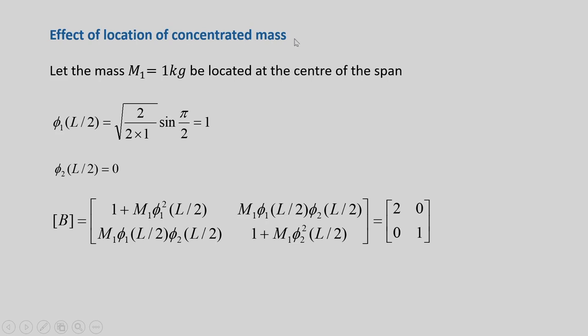Now let us see the effect of location of the concentrated mass. Let the mass be 1 kg, the magnitude being the same as earlier, located at the center of the span. So if it is located at the center of the span, φ1 is 1 and φ2 at L/2 is 0. So the B matrix is obtained as 1 + M1φ1²(L/2), M1φ1(L/2)φ2(L/2), and this element is similar because the transpose of this matrix is the same. So the other diagonal element is 1 + M1φ2²(L/2). Symmetry of the matrix exists, and after substituting M1 and φ1, φ2 evaluated at L/2, we get the B matrix as [2 0; 0 1].